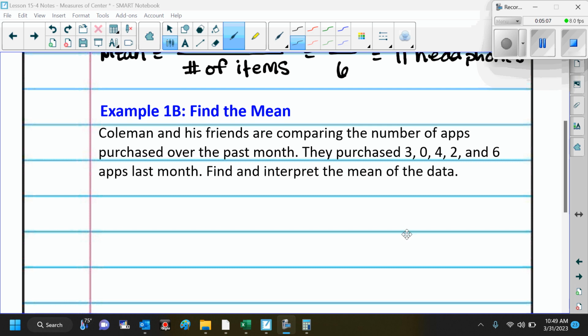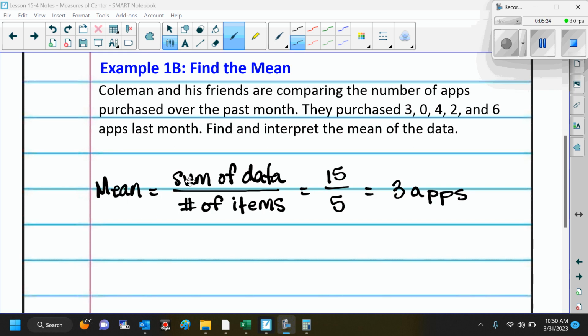Press pause on the video, try example B on your own, and then press play again so you can see the solution. It says, Coleman and his friends are comparing the number of apps purchased over the past month. They purchased this many apps last month. Find and interpret the mean of the data. So go ahead and press pause and then play to see your solution.